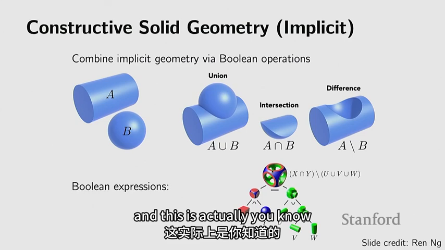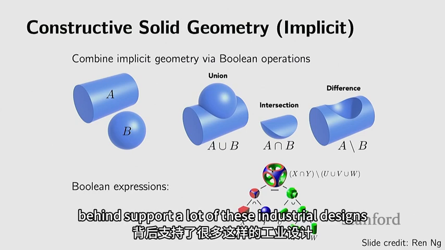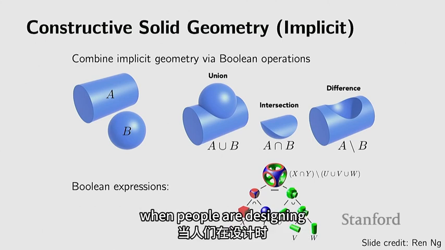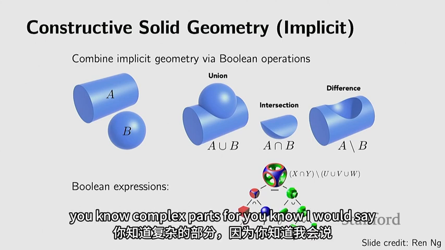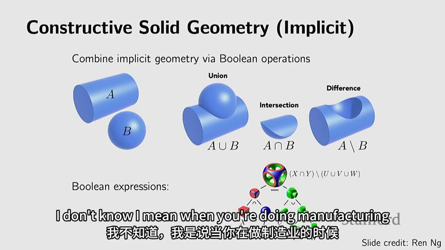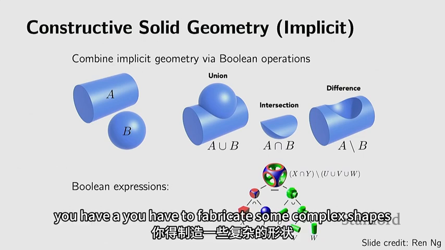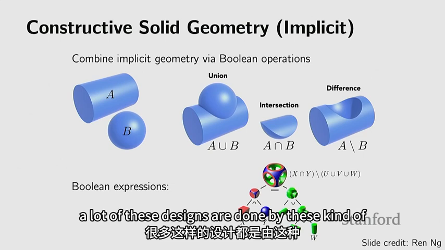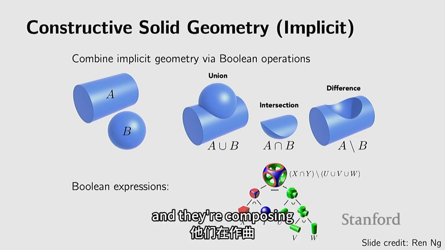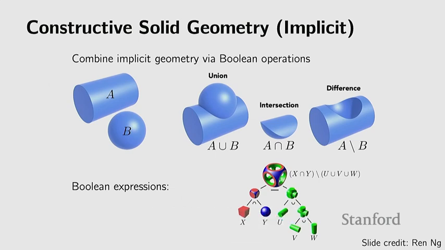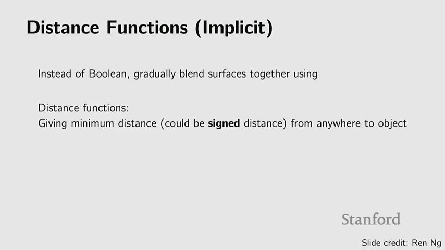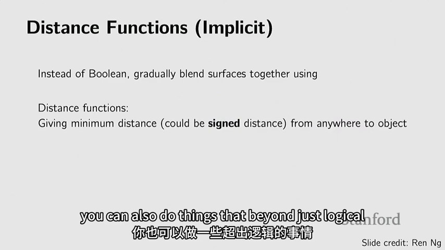And this is actually behind a lot of these industrial designs, when people are designing complex parts, when you're doing manufacturing and you have to fabricate some complex shapes. A lot of these designs are done by CAD models, computer-aided designs, and they're composing these implicit functions using simple logical operations. And you can also do things that go beyond just logical.